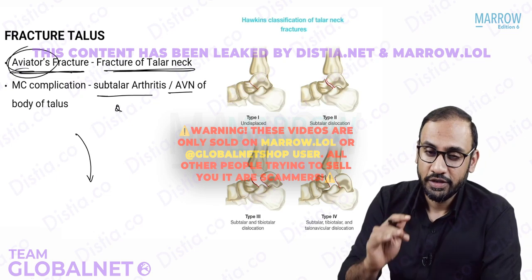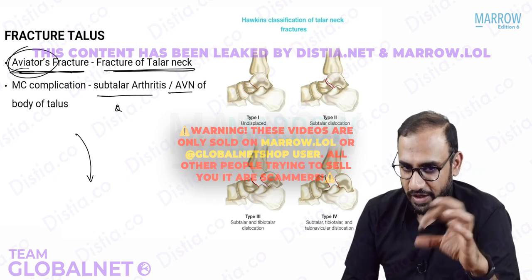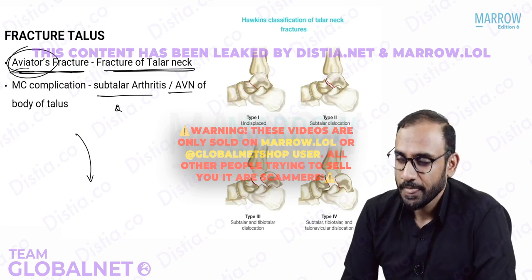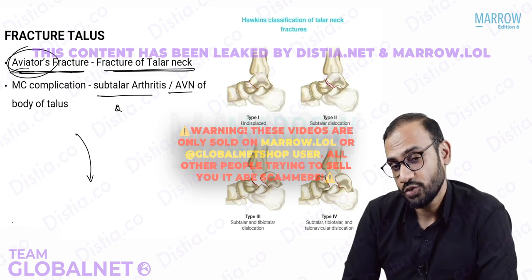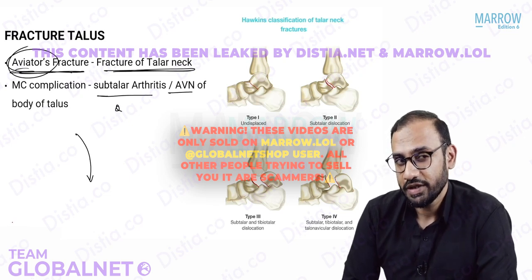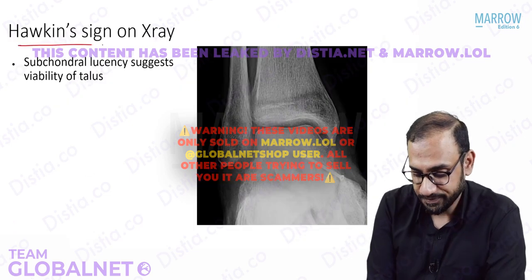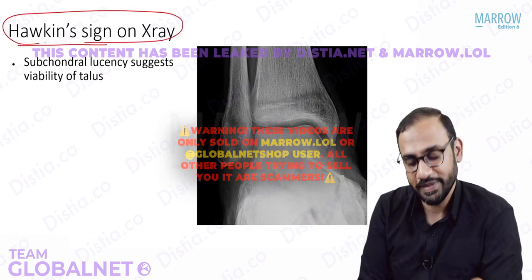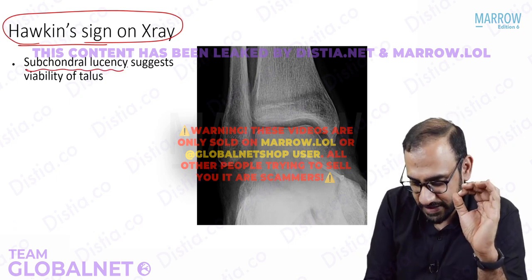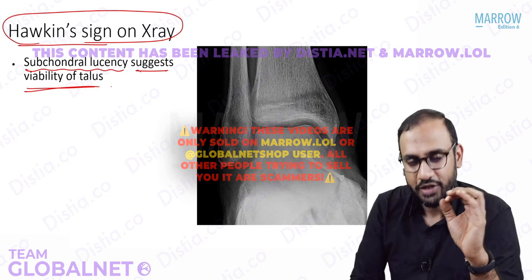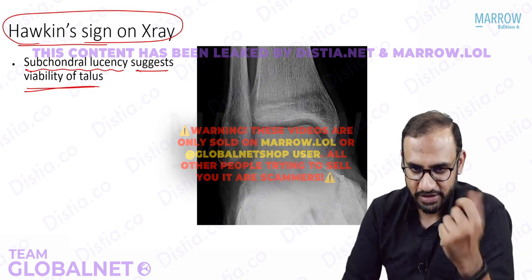Okay, now the diagnosis of avascular necrosis of talus is an MRI based diagnosis because MRI picks up avascular necrosis early. But in early days where MRI was not invented, they used to rely on X-rays to make that diagnosis. That is something where we are introducing you to an MCQ now. Hawkins sign. What is Hawkins sign? Now, Hawkins sign is basically subchondral lucency. And what does it suggest? It suggests viability. You remember when blood reaches the bone, the density decreases because blood is coming to the bone.